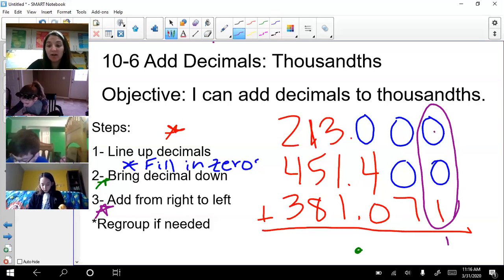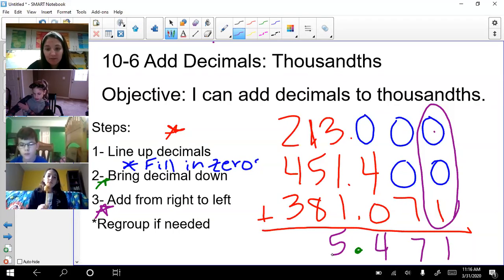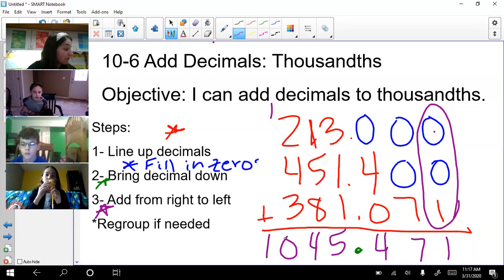0 plus 0 is 1. 0 plus 0 is 7. 0 plus 4 plus 0 is 4. 3 plus 1 plus 1, 5. 1 plus 5 is 6, plus 8 is 14, carry the 1. 3 plus 4 is 7, plus 2 is 9, plus 1 is 10. So we should have 1,045,400 and 471 thousandths. Whew, that is a big number.